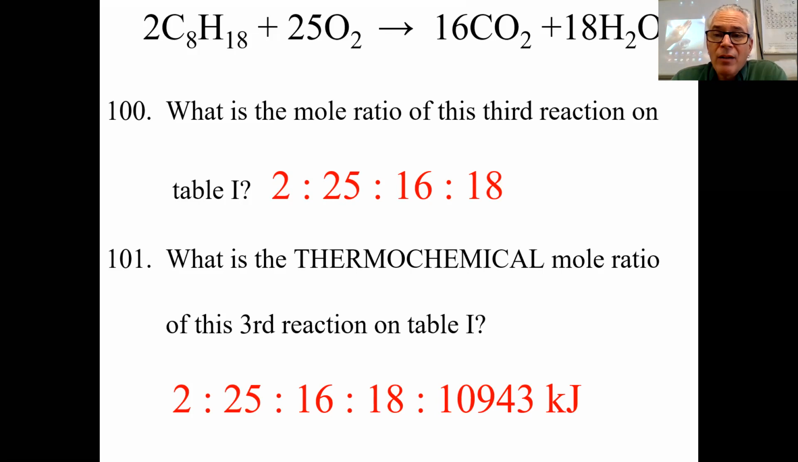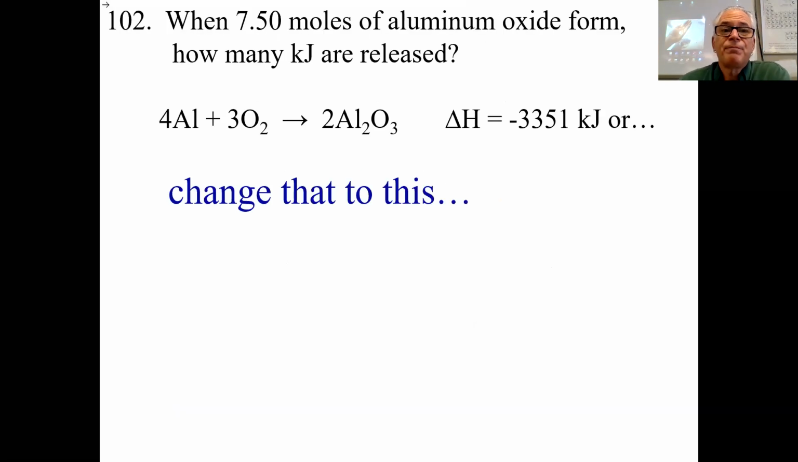2 moles of octane produce this much energy. You could do anything. What if you only used 1/4 of a mole? Well, it's in a 2 mole to 10,943 ratio. 1/2 a mole would be less. You just cross multiply. It's a proportion.